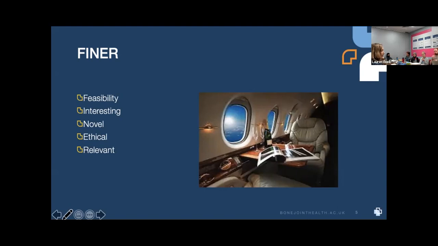And it's got to be relevant. Like I say, it's no good sending it to the space station because we're never going to send patients from East London to the space station.